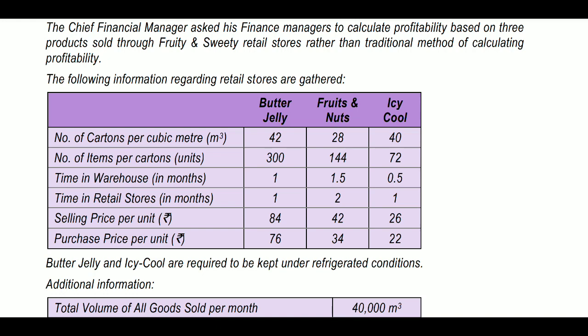Okay, number of cartons per cubic: 42 was provided. This is related to butter jelly, and for fruit juice it was 28, and for ice cools 40. Next, number of items per carton: 300, 144, 72. So 42 into 300, we will get the number of items. Next, 28 into 144, we will get the number of fruit items. Next, ice cools, 40 into 72, we will get the total number of items.